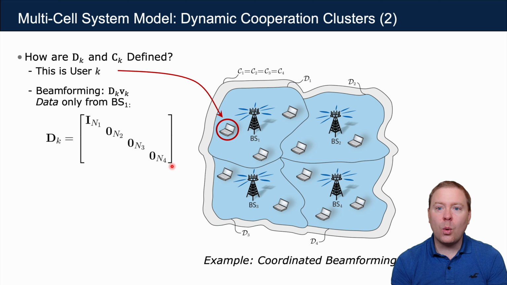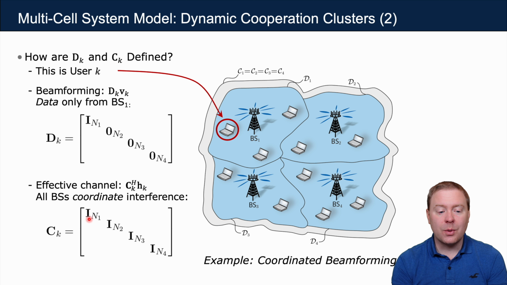And then all of the base stations are considering this user when it comes to causing interference. So therefore all the base stations coordinate the interference, and we have a CK matrix which is block diagonal, and each block is an identity matrix because we are considering the interference there. So we are really switching between identity matrix and zero matrices depending on if you're in the inner circle or not when it comes to decay, and for CK if you are in the outer circles or not.